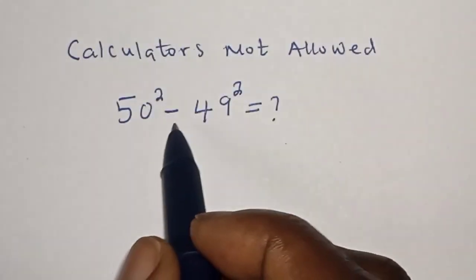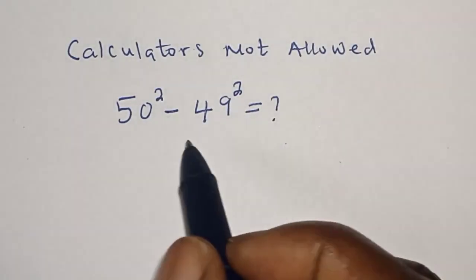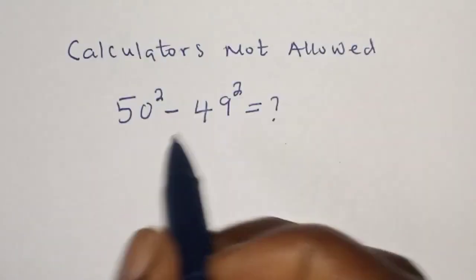Hello, welcome to Math. In this class, we want to simplify this nice question. 50 squared minus 49 squared is equal to what? Remember, calculators are not allowed. Solution.